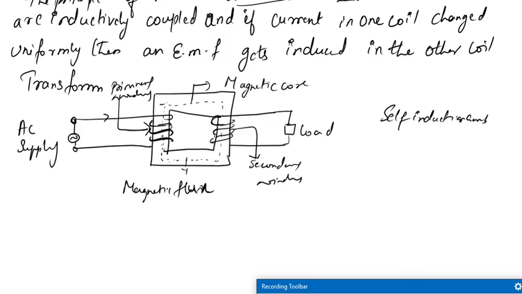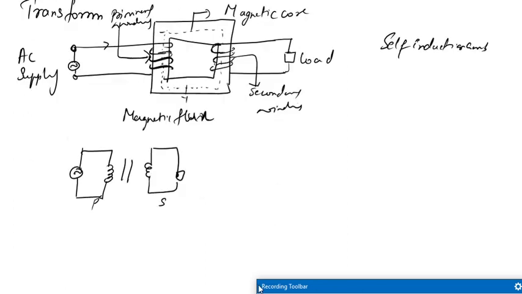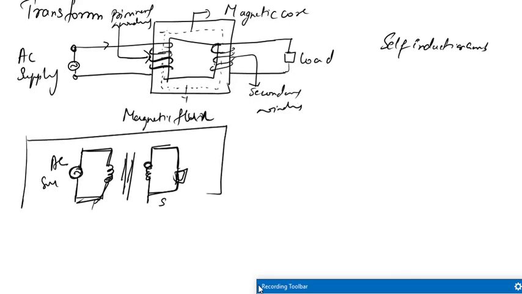So how are we going to represent this in symbolic form? That is the next step. So symbolically, how do we write it? Here we have an AC supply, which is connected to the primary winding. Between the windings we have a magnetic core. Then you have a secondary winding and then the load. This is the symbolic representation of the transformer.